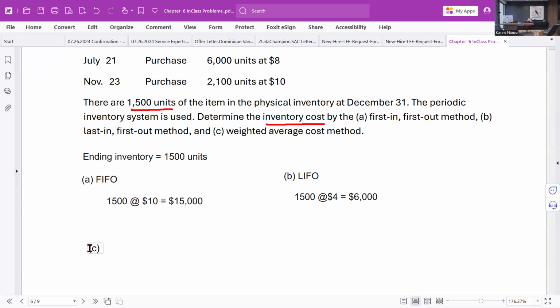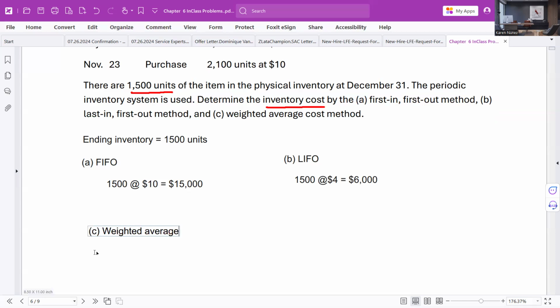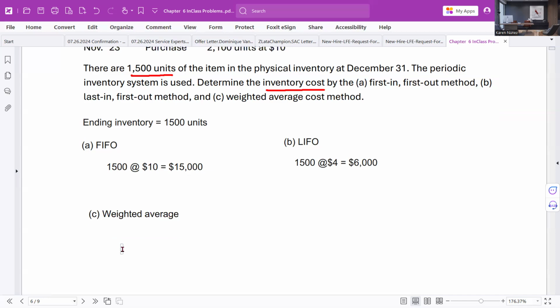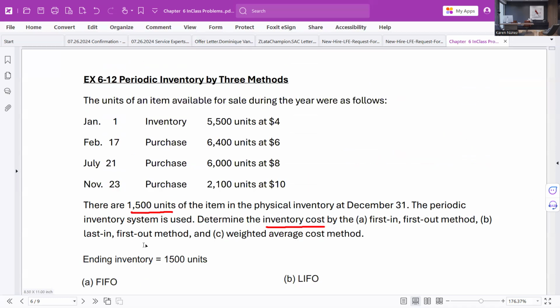But C, weighted average. Under the weighted average method, well, again, we need a total cost. We need an average cost, right? And an average cost is going to equal the total cost available divided by the total units available. And we need to figure that out because they didn't give it to us.